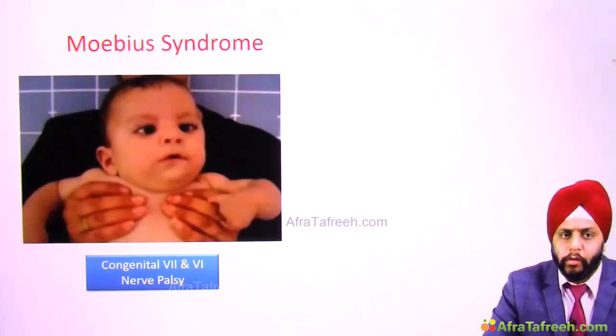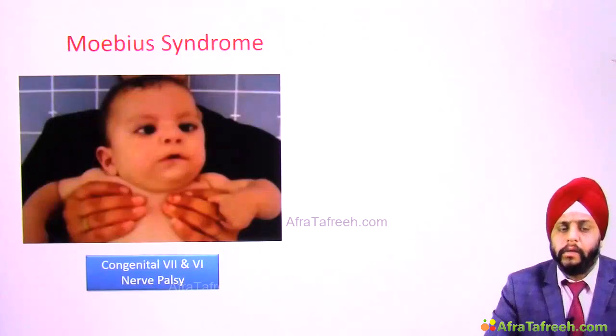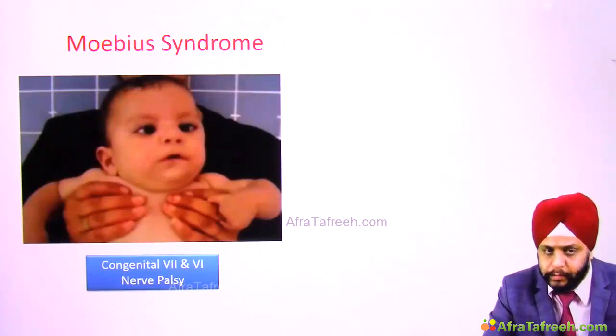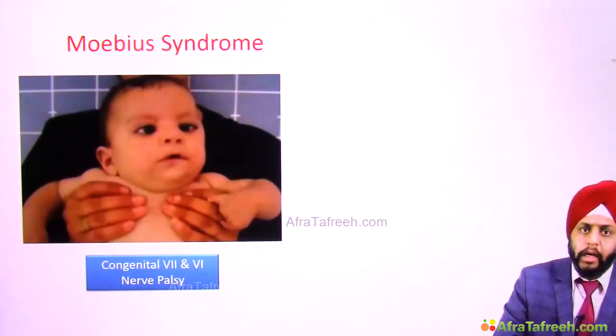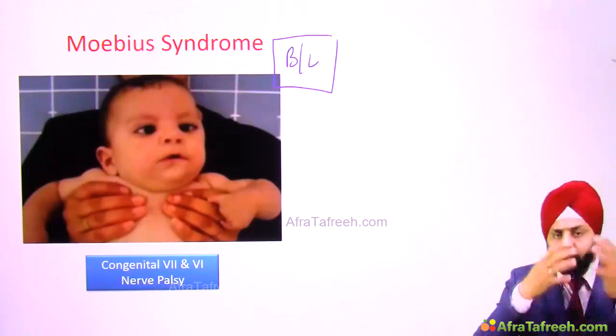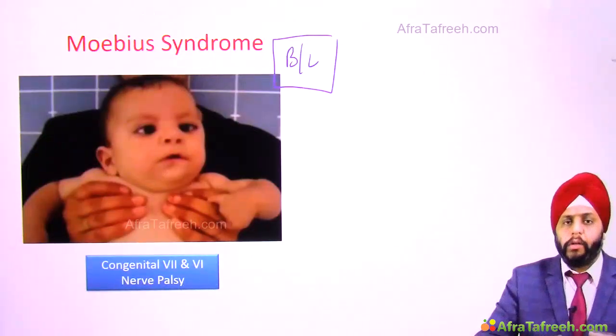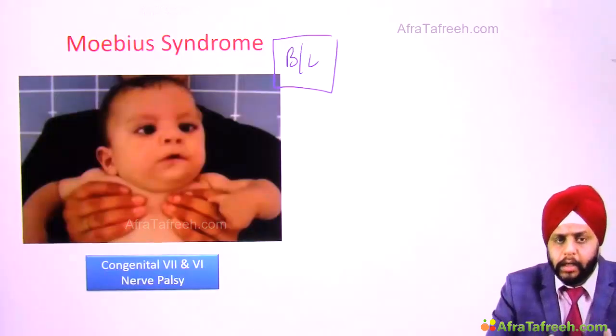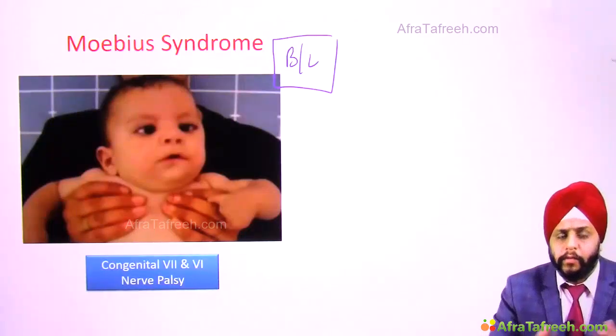Okay, next we have Mobius syndrome. Now Mobius syndrome is congenital 7th and 6th nerve palsy. Okay, many a time this may be a bilateral palsy. So patient has a mask-like face, and you are not able to diagnose because it is a bilateral facial palsy. So there will be no deviation. Both the parts will be the same.